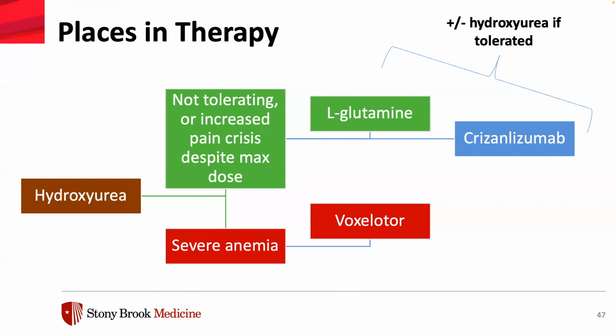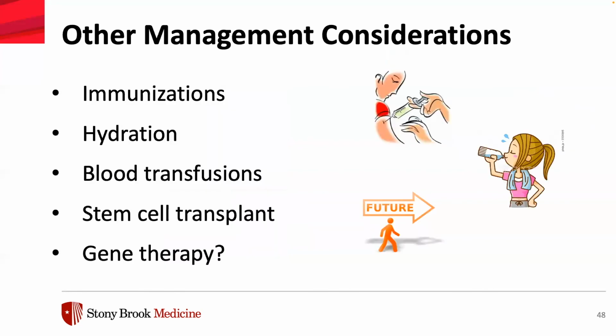But overall, hydroxyurea is still going to be our mainstay of therapy since we don't have any evidence to say otherwise. And L-glutamine and crizanlizumab could be good options for adjunctive therapy. So some other management considerations. So again, patients with sickle cell disease might have a damaged spleen, which can make them more predisposed to different infections, especially pneumococcal infections. So we want to make sure they're up to date on their pneumonia vaccines. We also want to make sure they're adequately hydrated to help prevent vaso-occlusive episodes.